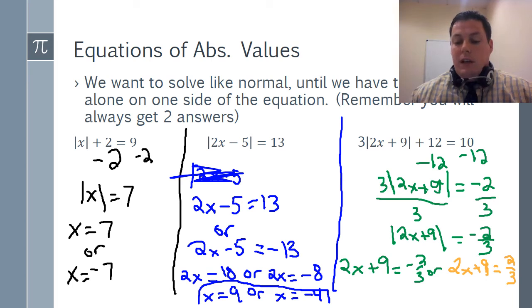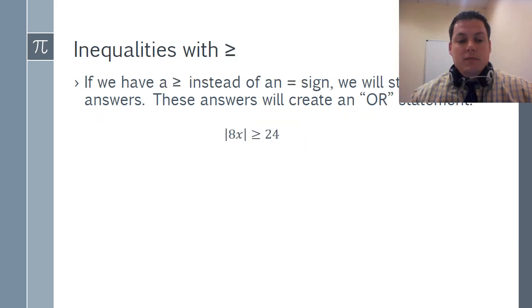So again, we want the negative and positive solution when we get the absolute value by itself. And I'm just going to stop there to set that one up. The important thing is we set up the negative and positive solutions for the absolute value. Now let's look at inequalities.